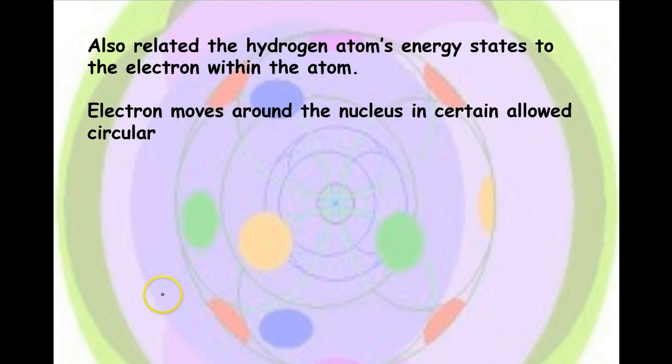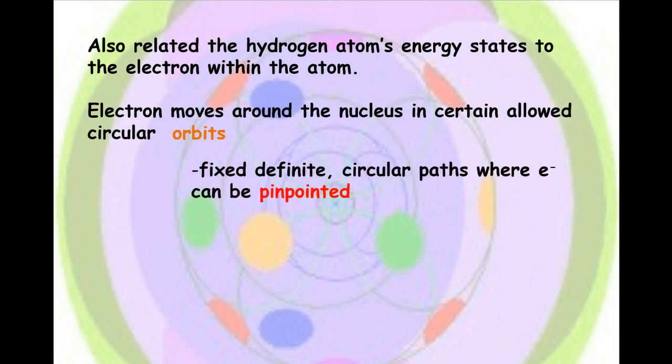He also related the hydrogen atom's energy states to the electron within the atom. So the electron moves around the nucleus in certain allowed circular orbits, which is defined as fixed, definite circular paths where electrons can be pinpointed. So he's saying we can definitely know the location of an electron. It's right here in this particular orbit.